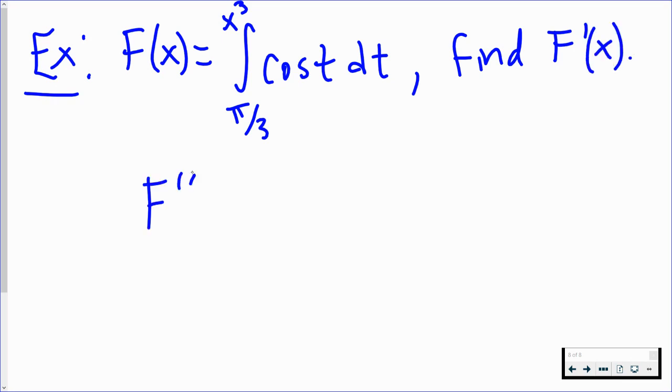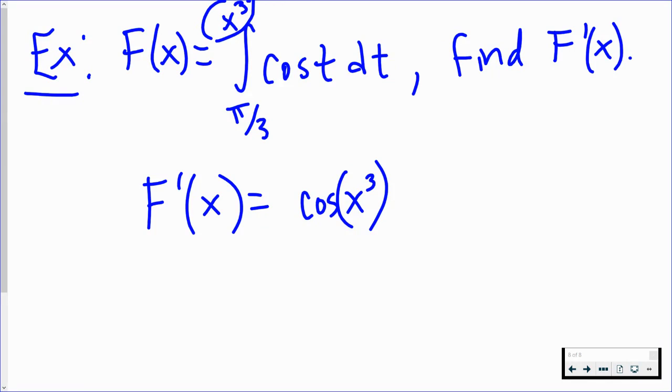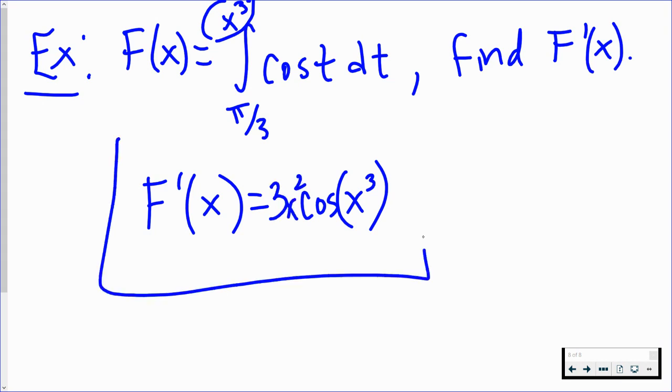Okay, again, think about what we're doing. We're taking the derivative of the integral. So we're using second fundamental theorem. We do not have just a plain x. We have an x cubed up here. So we want to start by plugging in for the t. So we will have cosine of x cubed instead of cosine of t. And then we have to remember to multiply by the derivative of this upper function. So the derivative of x cubed is 3x squared. So f prime of x is 3x squared times cosine of x cubed.